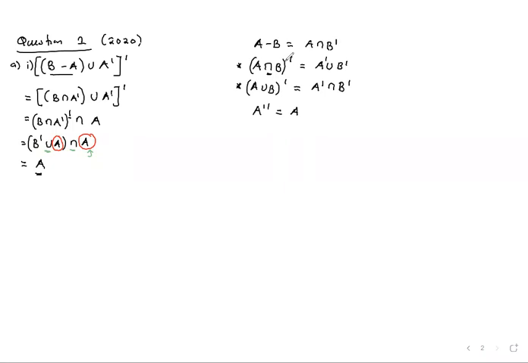Sir, if the operations are the same, like they're the same, what would be our final answer? If you have B complement, open bracket, union A, then this A is not doing anything because it's here already. So we just have B complement union A. Okay, thank you.